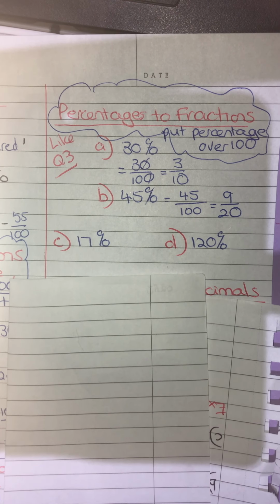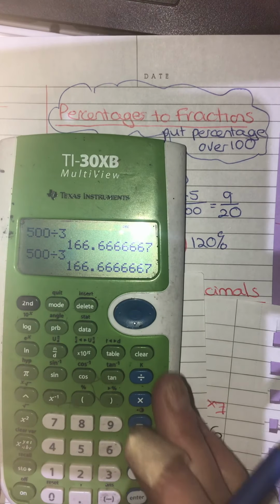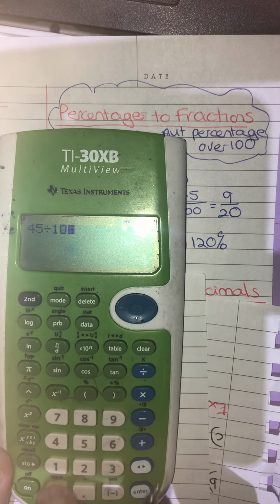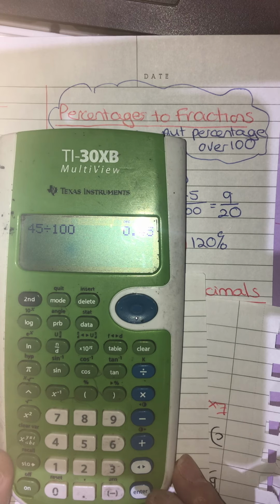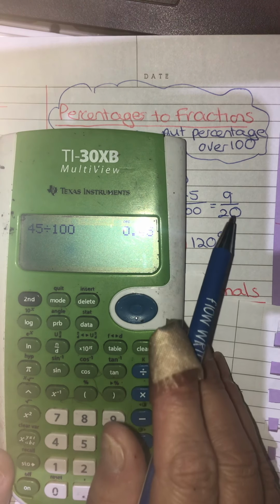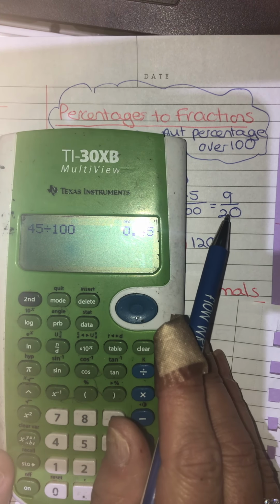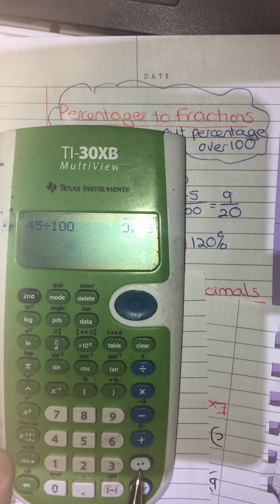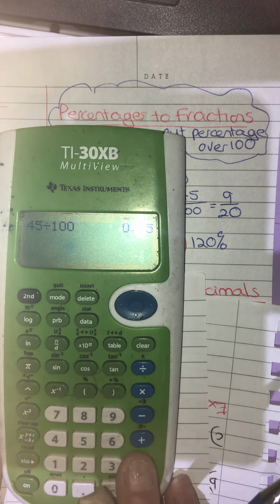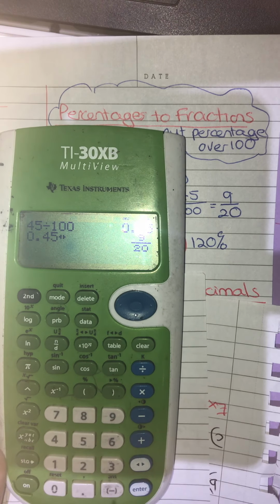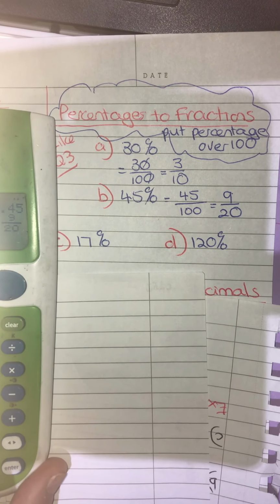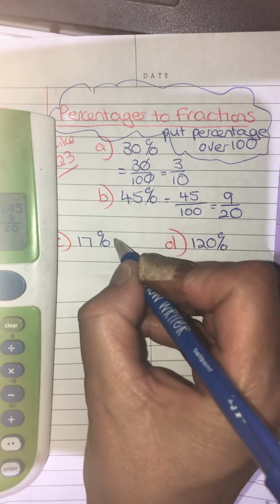Now to show that on your calculator, we can go 45 divided by 100. Now that's a decimal, that's not what we want. We want it to look like a fraction. To do that, we press the button above the enter sign, which is the double arrows. And there you have it, 9 over 20. So you don't even need to use your brain about things that go in.